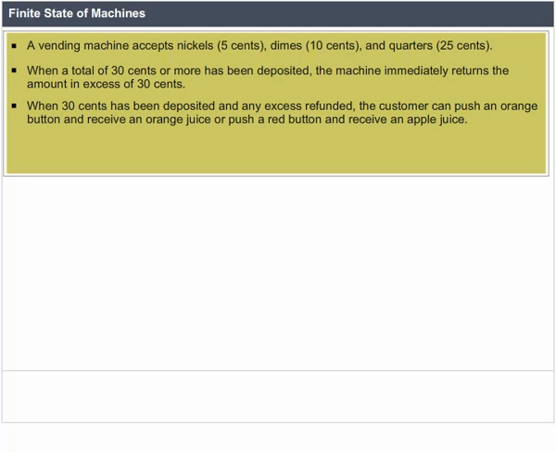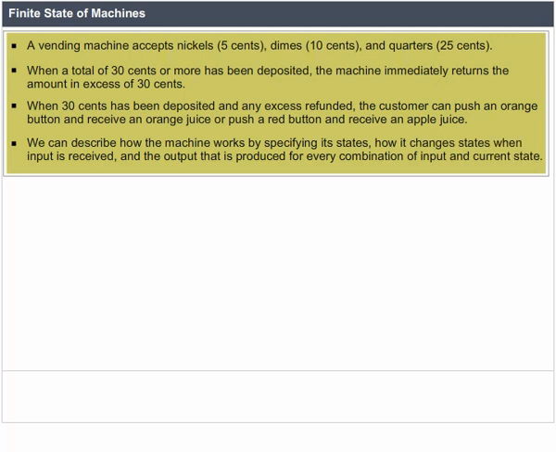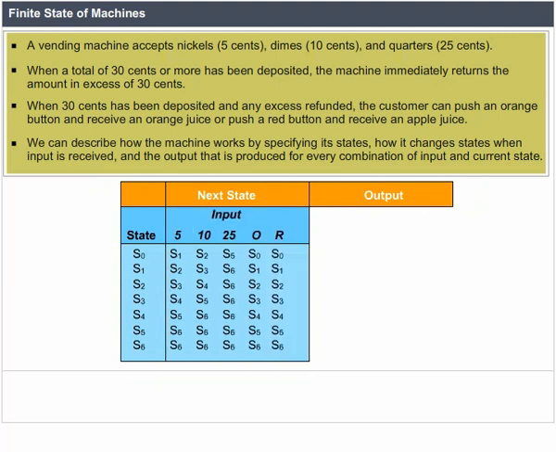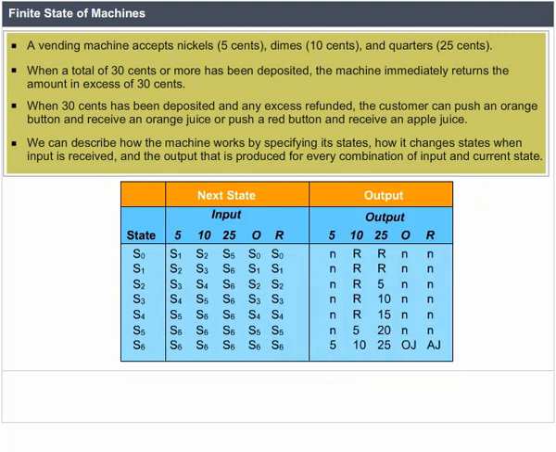We can describe how the machine works by specifying its states, how it changes states when input is received, and the output that is produced for every combination of input and current state. We have shown in the table the next state and output for each state and input. We can easily see how the machine works in the table.